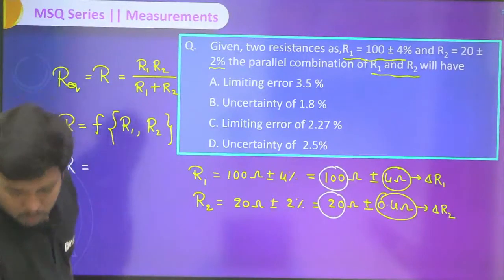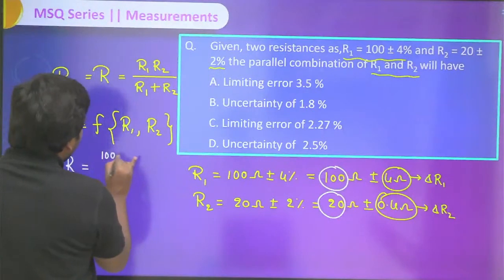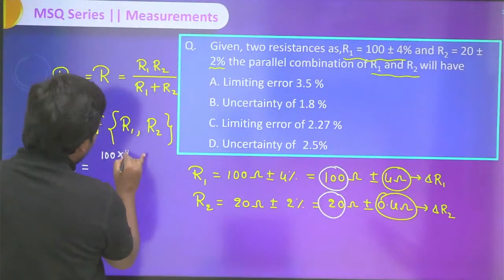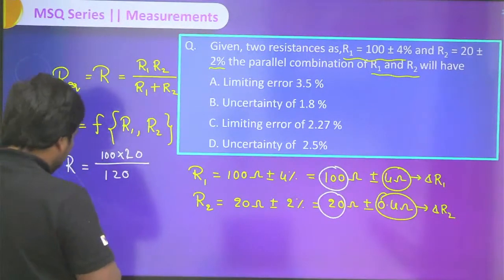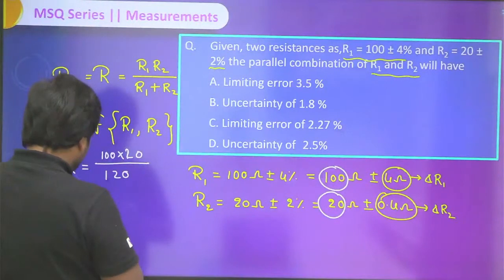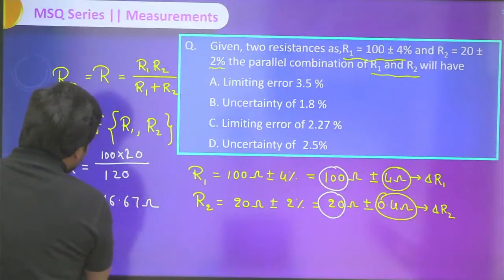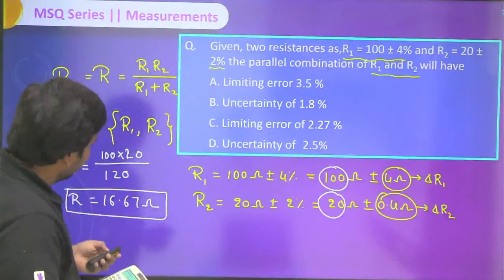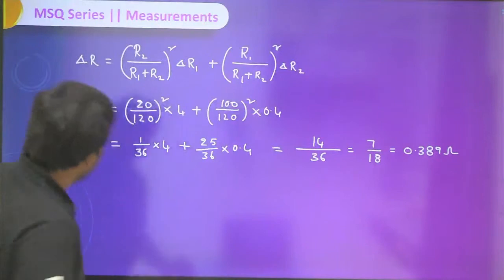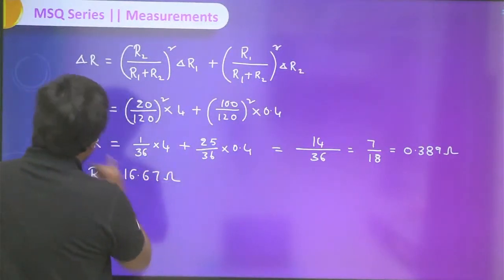Capital R equals, what is the value here? Just look at this one. Capital R equals 100 into 20 divided by 120. So what would be the value here? I would say this is 16.67. 16.67 ohm is the nominal equivalent resistance. After this much calculation, we understood that R is equal to 16.67 ohm and delta R is equal to this.